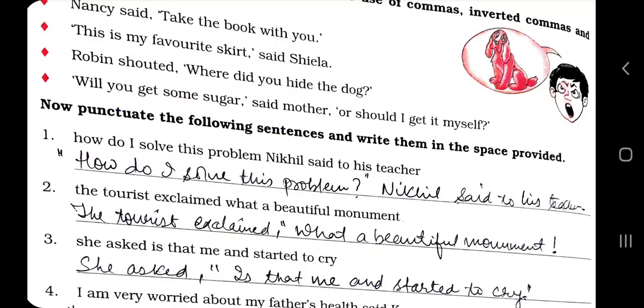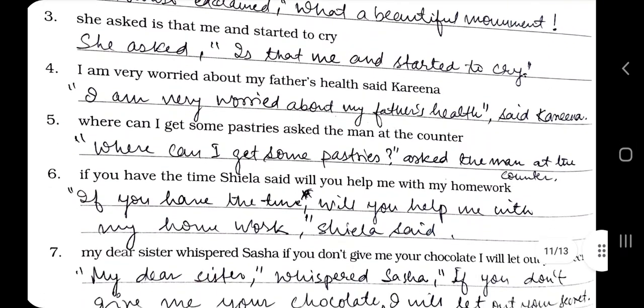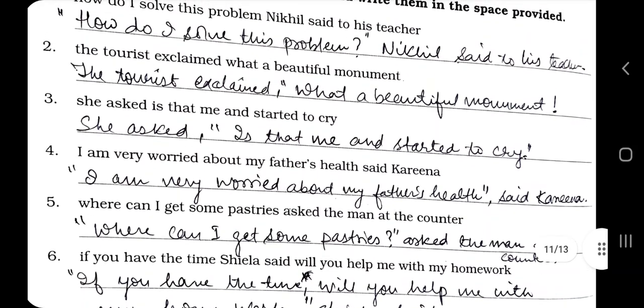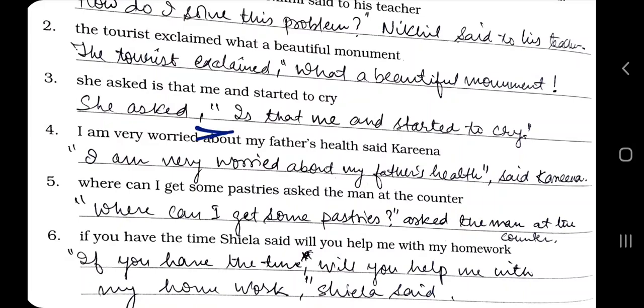Okay. Now, "I am very worried about my father's health," said Karina. She asked, "Is that me?" That was correct, because we have to use only the punctuation, we have to only punctuate, we don't have to change the sentence actually, just we have to punctuate it. So it is correct. "Is that me?" and started to cry. "I am very worried about my father's health."